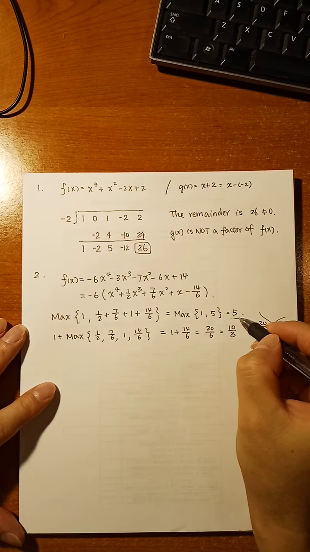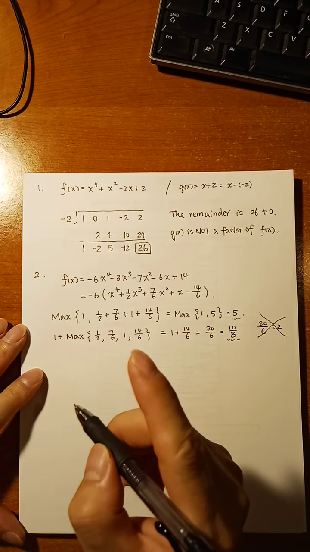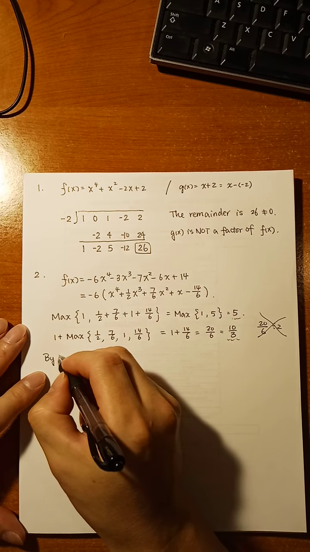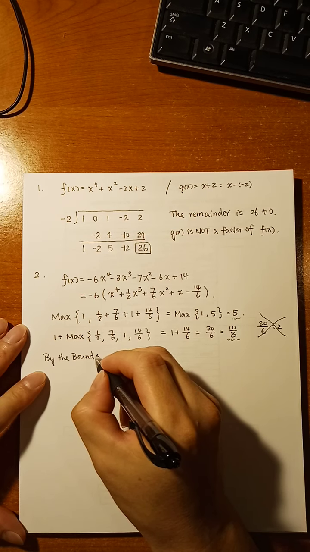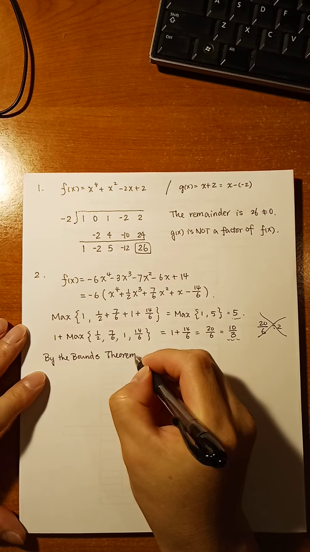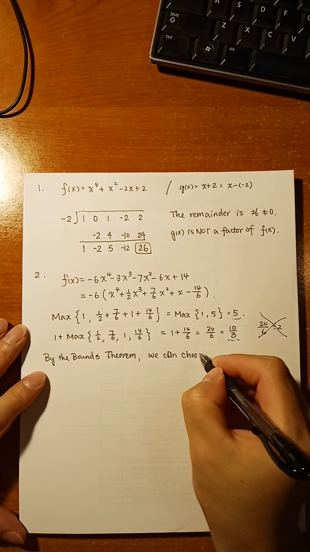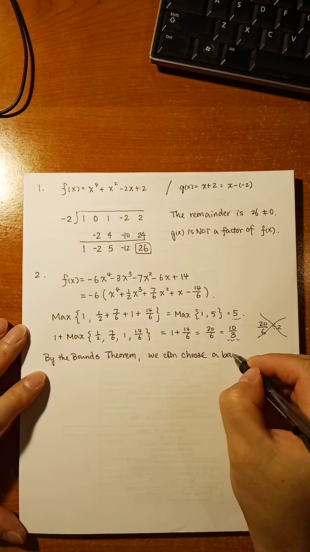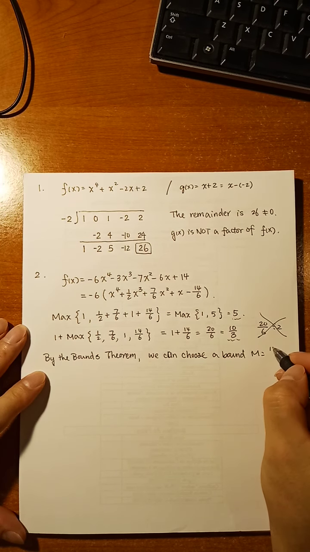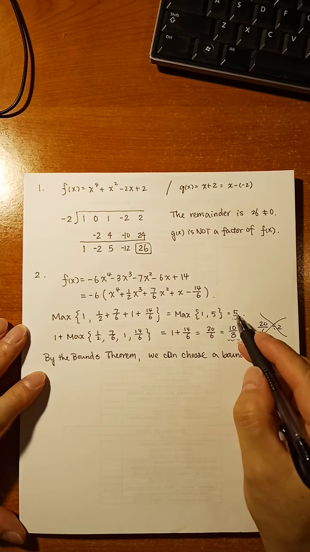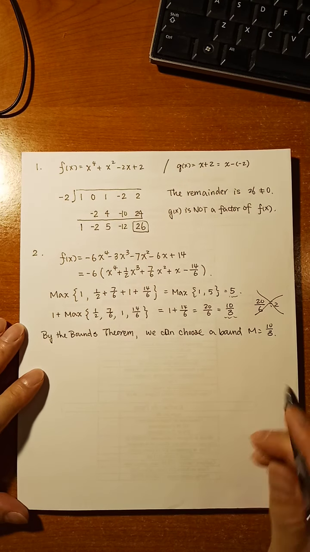And you compare 5 and 10 over 3, you can get a bound by the theorem. By the bound theorem, we can choose a bound m to be the minimum number, the smaller number among these two values. So 10 over 3 is definitely smaller than 5. 5 is 15 over 3, right? So this is the answer.